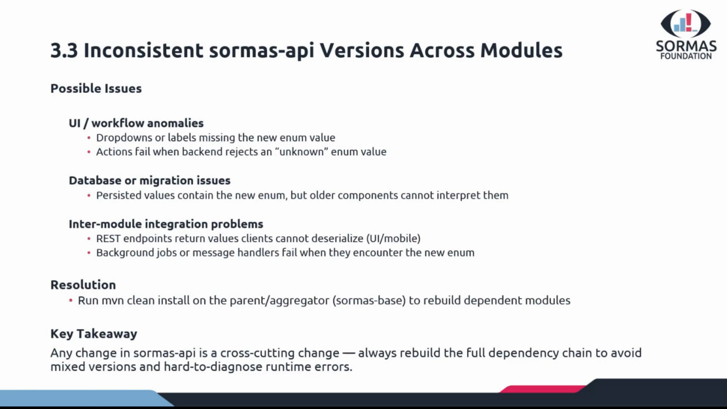And every other module, depending on SORMAS-API, will have the correct version. Then you have to redeploy all your artifacts, even though you worked only on the SORMAS UI, but touched something in SORMAS API. Rebuild the entire project and redeploy both the back end, the REST, and the UI as well. So one key important thing here is that any change in the SORMAS API module cuts across other modules. So always rebuild the full dependency anytime you do this. This is to avoid hard to diagnose errors, because you're looking at the API module, you're seeing the new enum, and you're wondering what's going on.